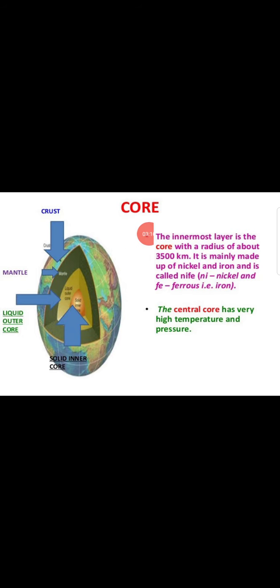The third layer of the Earth is core. The innermost layer is the core with a radius of about 3,500 kilometers. It is mainly made up of nickel and iron and is called NIFE. NI stands for nickel and FE stands for ferrous, that is iron. The central core has very high temperature and pressure.